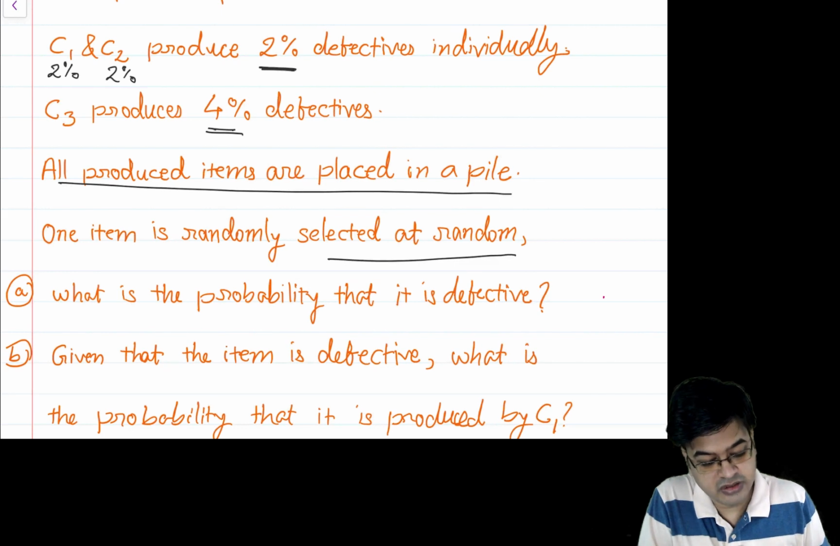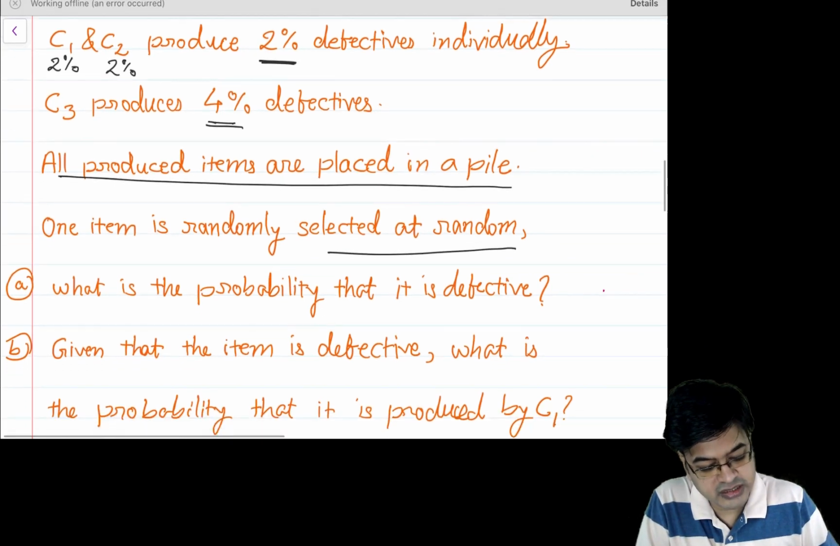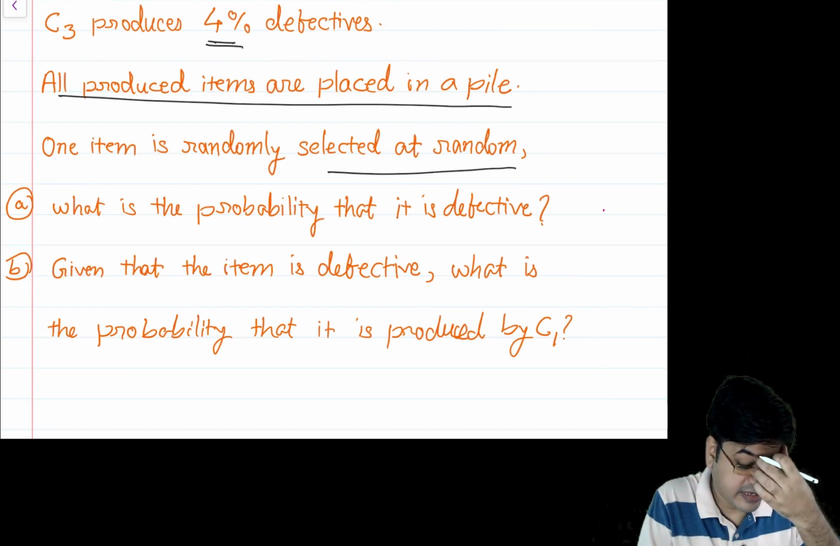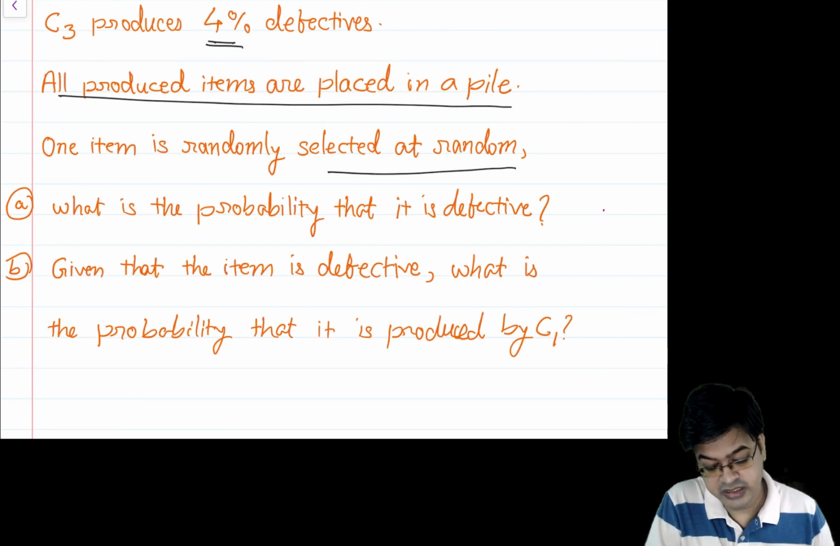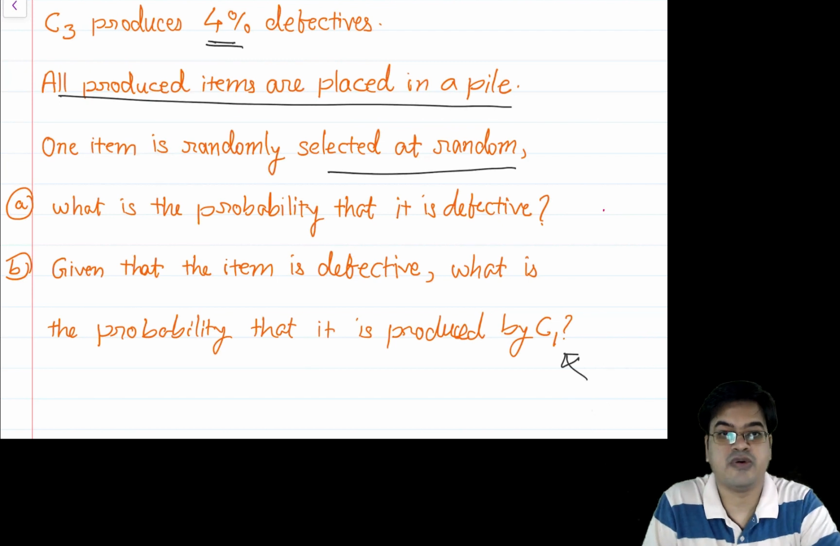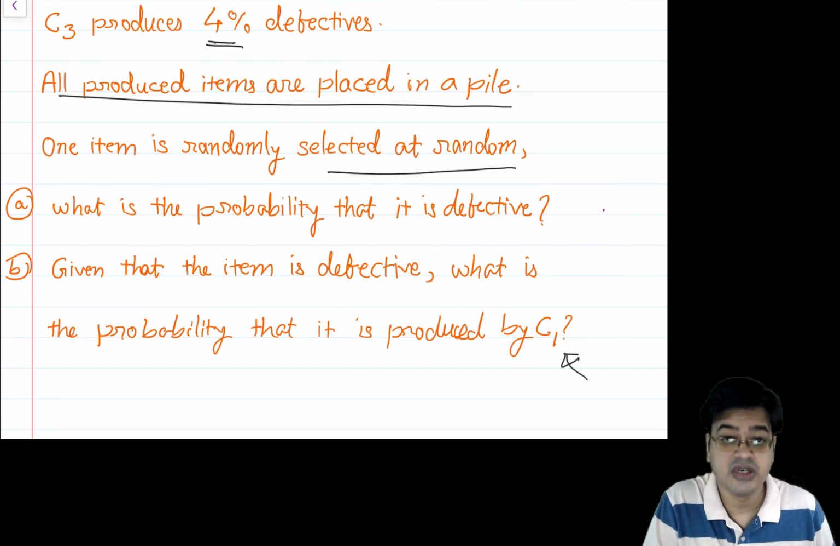Then we are asking a question: what is the probability that the given item is defective? Or we are asking another question, that is, what is the probability that, given that the item is defective, it is produced by C1? This question is of importance because I want to identify the cause of the defect. What is the cause of the defect? Is it company C1 or not? So we will try to give answers to these questions using Bayes theorem.